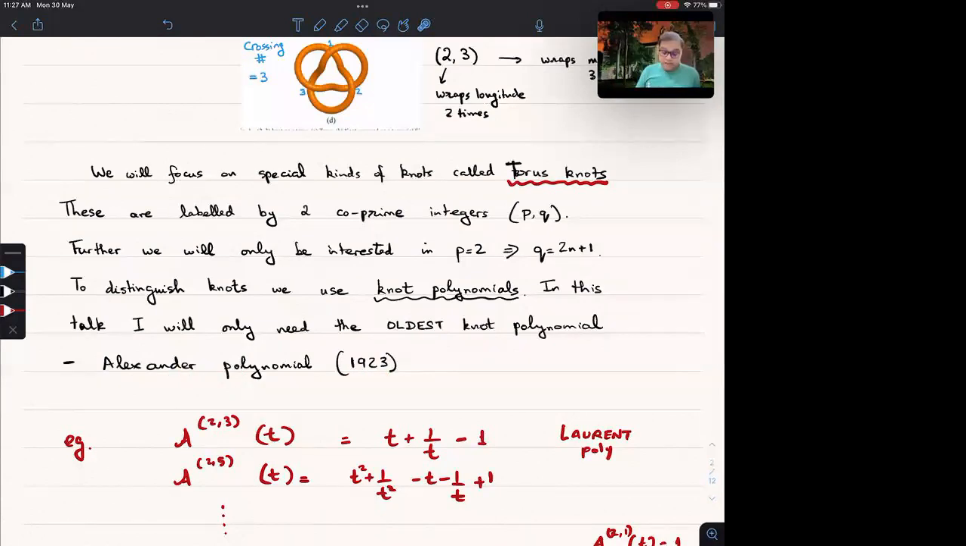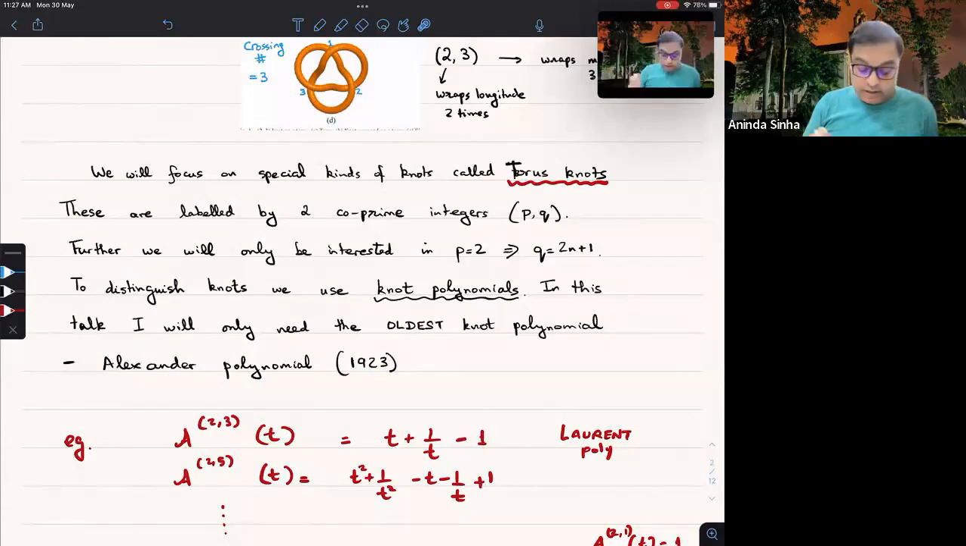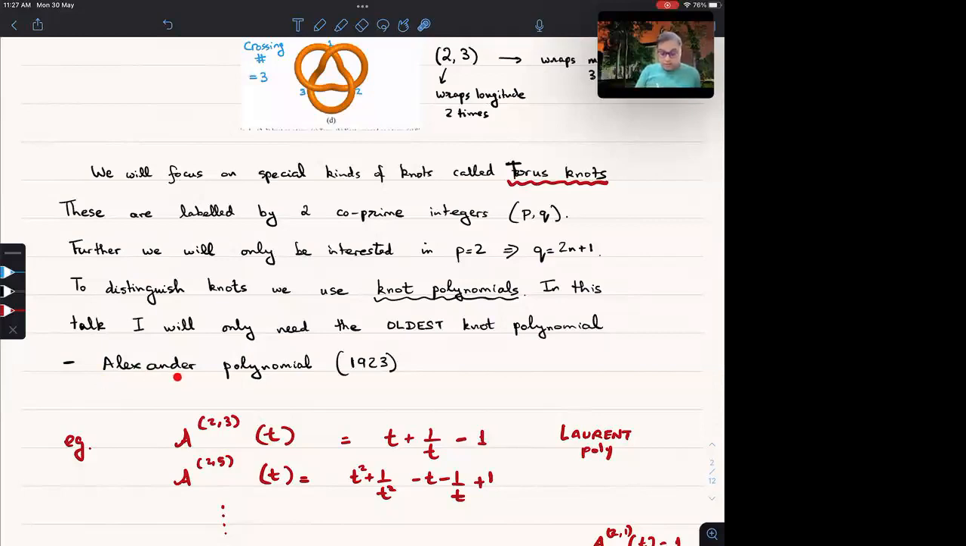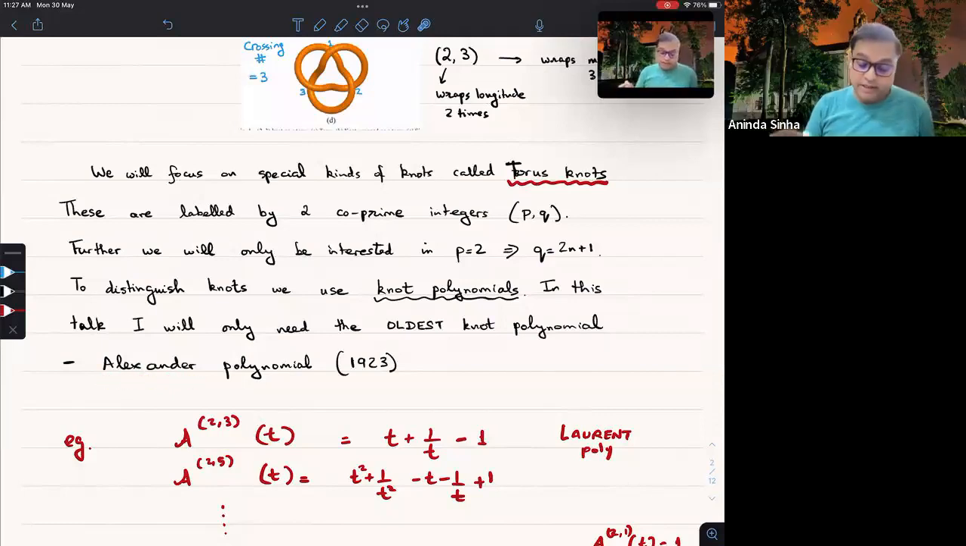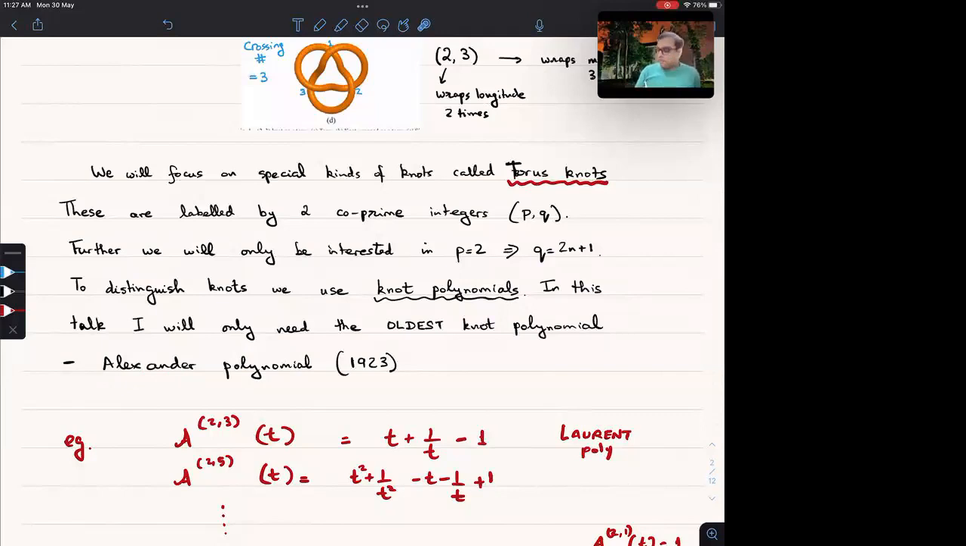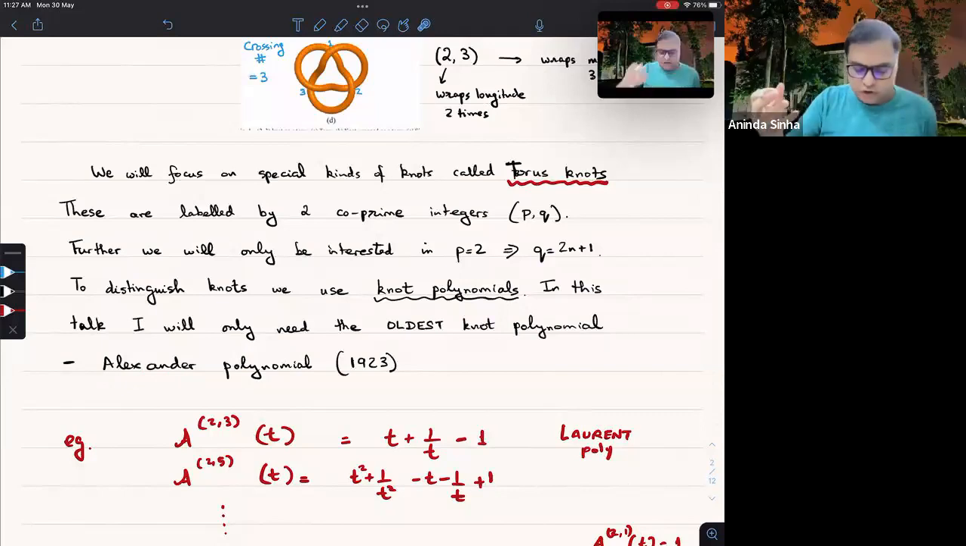J.W. Alexander actually was a mathematician at the Institute for Advanced Study in Princeton. He was one of the founders of this area of mathematics called geometric function theory, the specific area called univalent functions. He was also the person who first gave us the first knot polynomial, which is called the Alexander polynomial. Until the invention of the Jones polynomial, it was the only knot polynomial that was known.